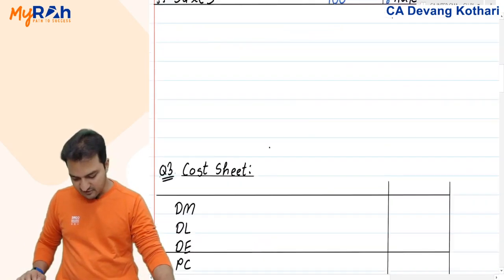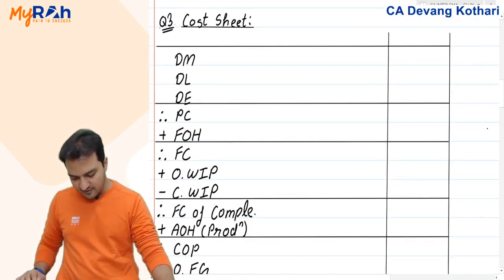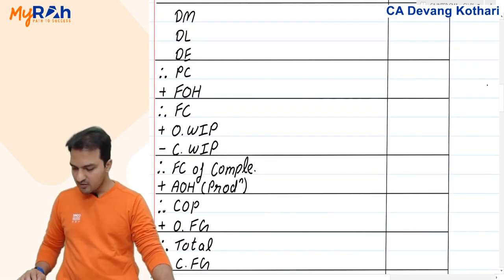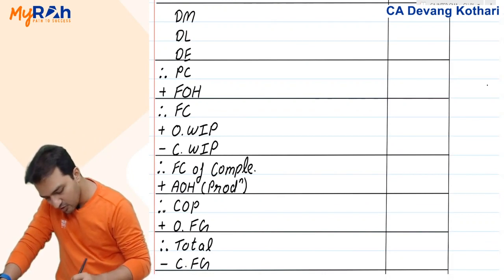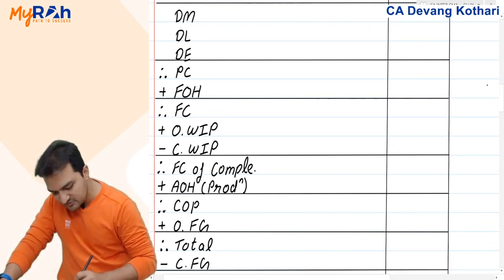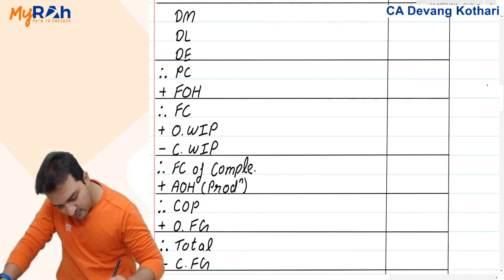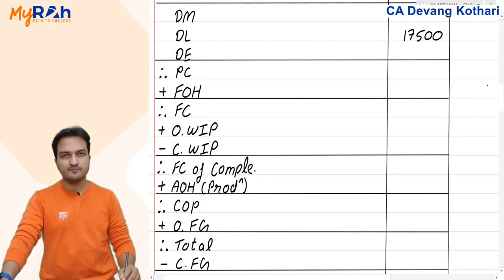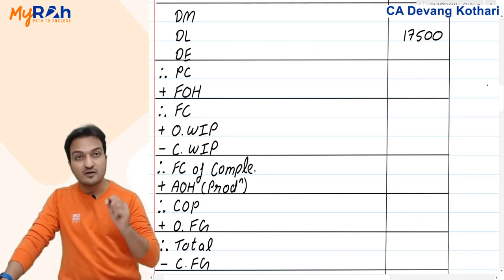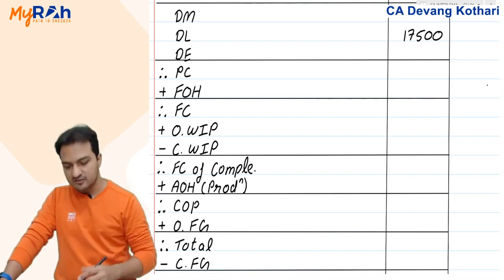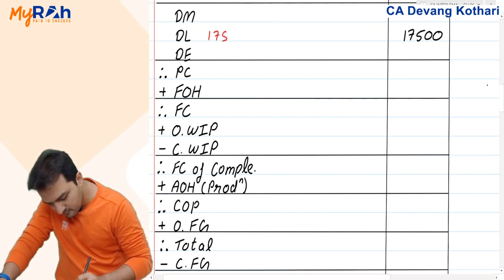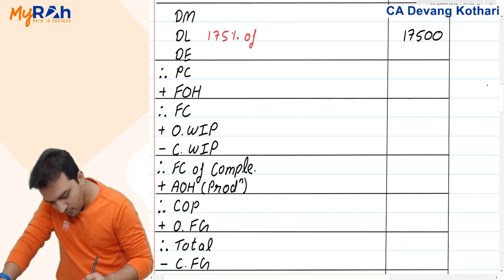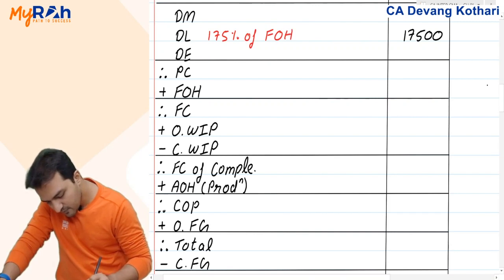Notice, for question 3, again I have a format ready. I'll put it in that format. In this question, they have given labor, direct labor cost, they say is 17,500. So direct labor is already given, 17,500. And they say that this 17,500 is 175% of factory overheads. So labor is 175% of factory overheads.